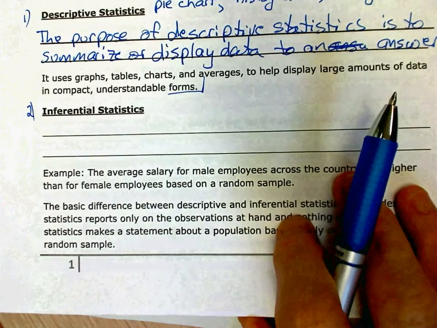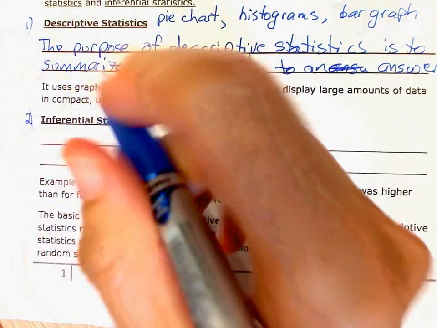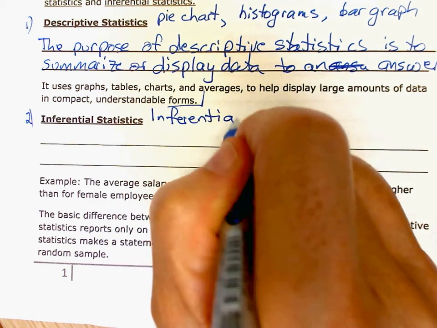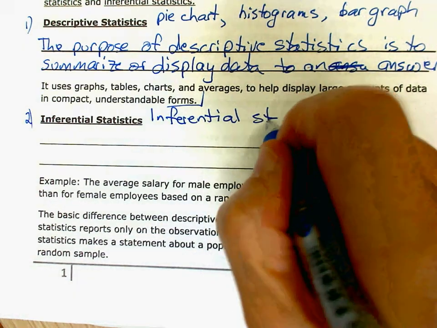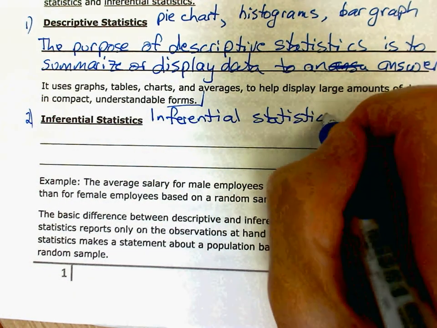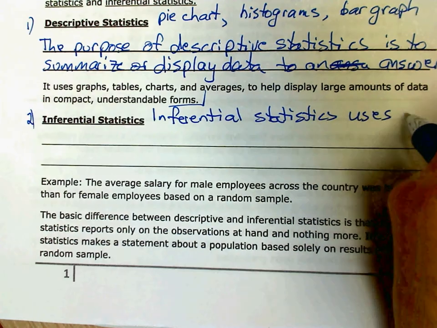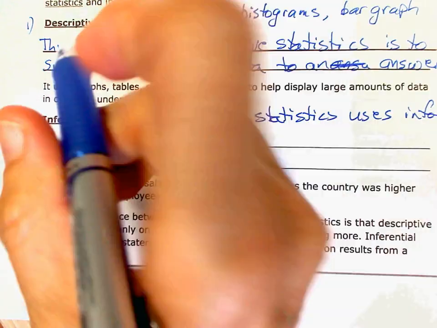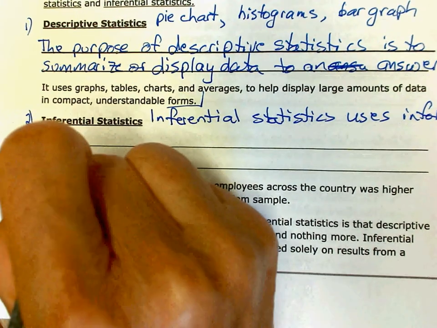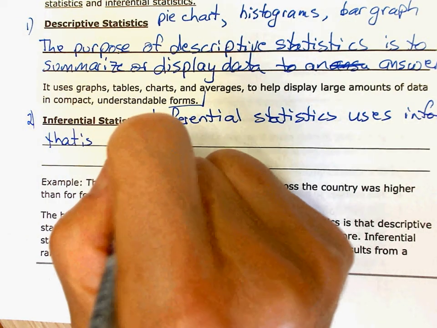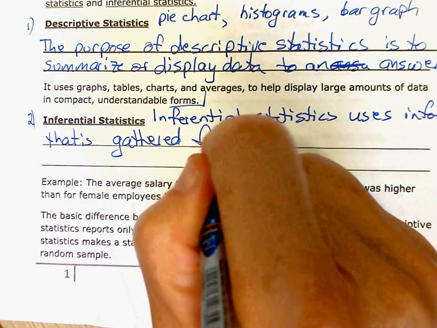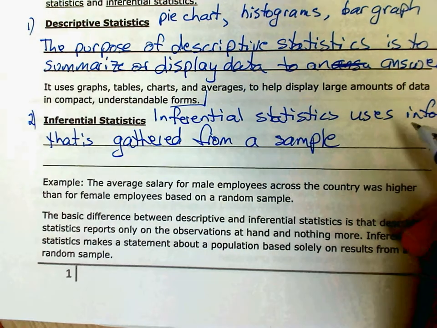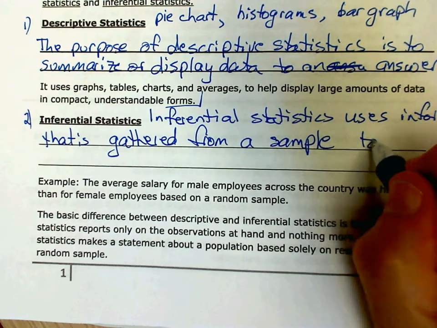Inferential statistics, I'm going to start writing up here, because inferential statistics uses information that is gathered from a sample to make statements about a population.